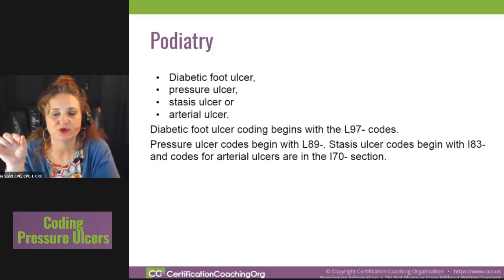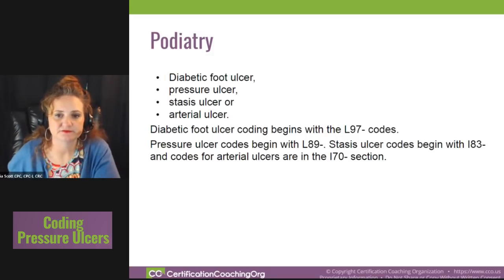Stasis ulcers code with I83. For arterial ulcers, it's I70. Okay, just a heads up. You may want to make a note of that somewhere.